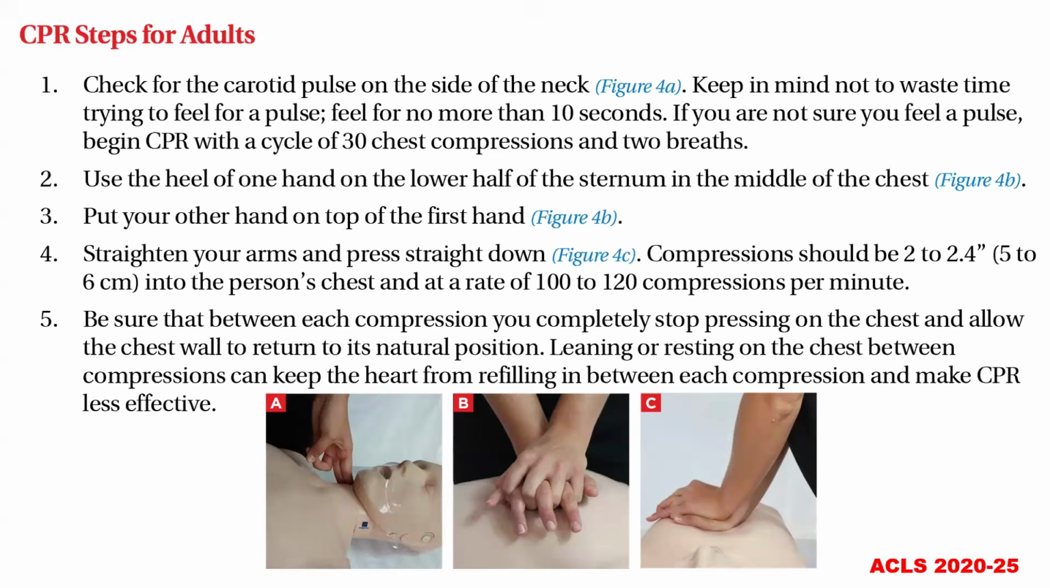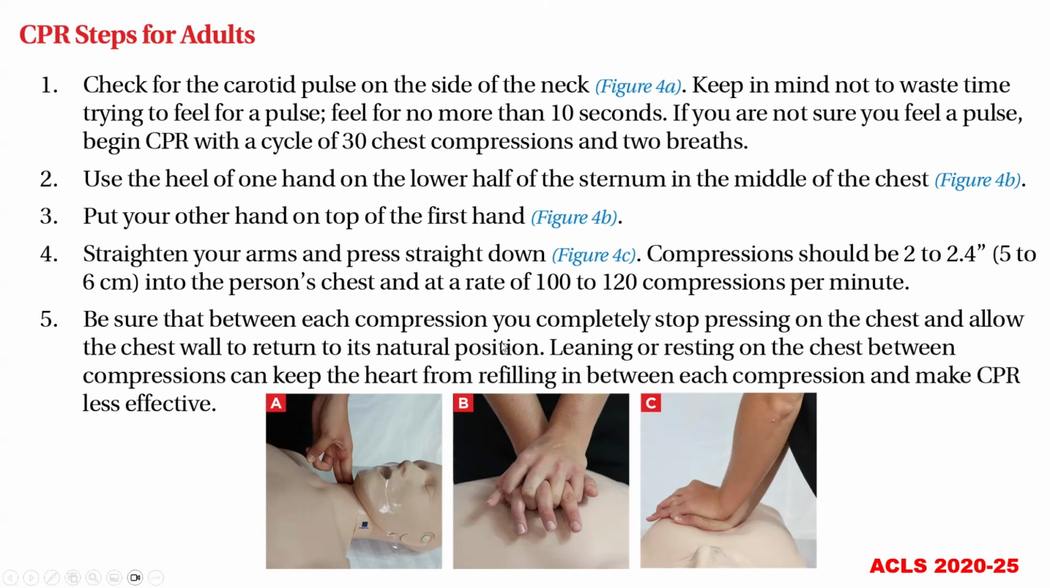CPR steps for adults. Check for carotid pulse as it's shown in this picture, on the side of the neck. Keep in mind, when you're trying for pulse, feel for no more than 10 seconds. If you're not sure you feel a pulse, begin CPR with a cycle of 30 compressions and 2 breaths.